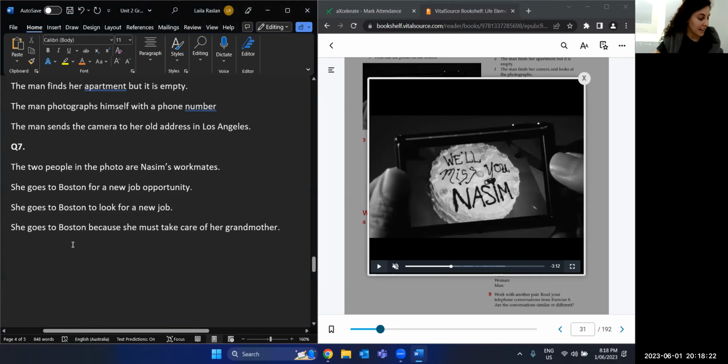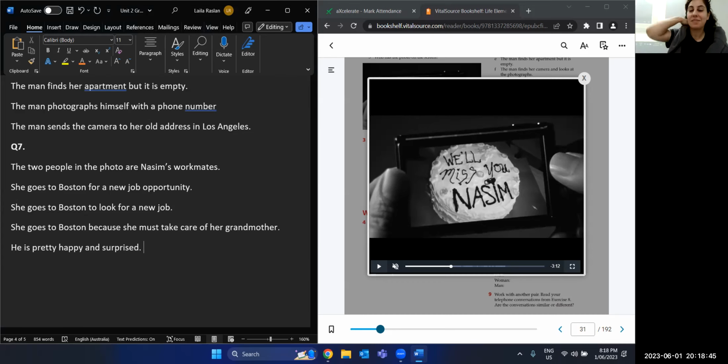Okay. Yeah. Number 3, when the man sees his photo on the camera, is he happy or sad? What do we think? Is he happy? He's happy? Yeah, he is pretty happy and surprised. I think he's pretty happy and surprised because she's interested to take his photo. So we can say he is pretty happy and surprised. Yeah, he's pretty happy and surprised.